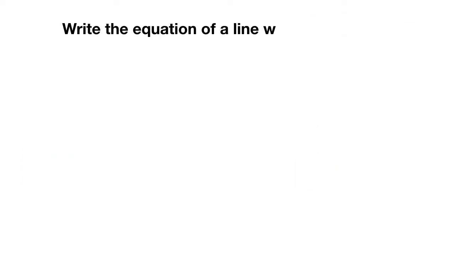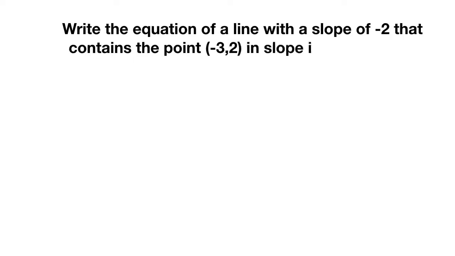Let's practice with another. Let's write the equation of a line with a slope of negative 2 that contains the point (-3, 2) in slope-intercept form.